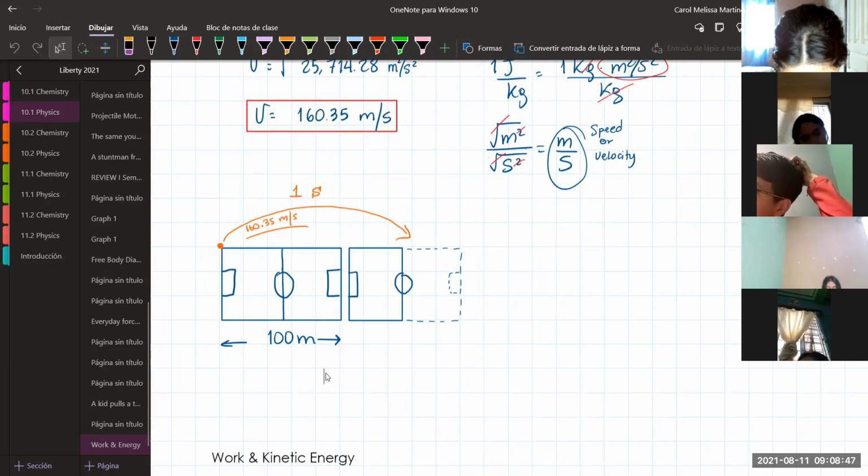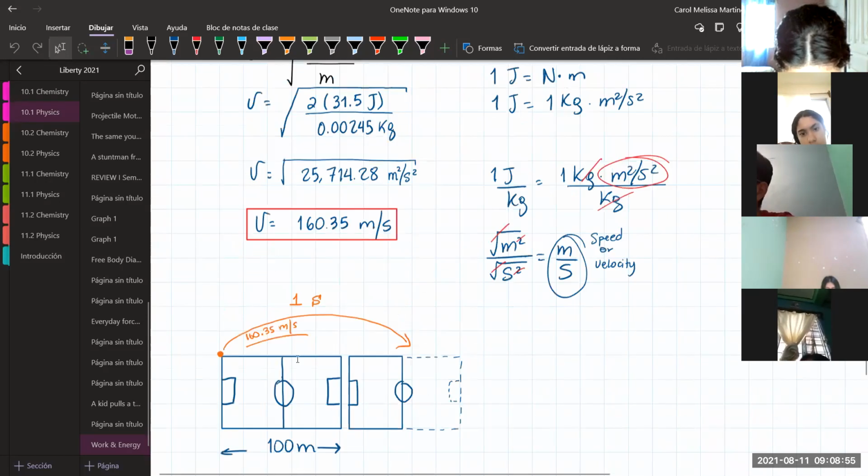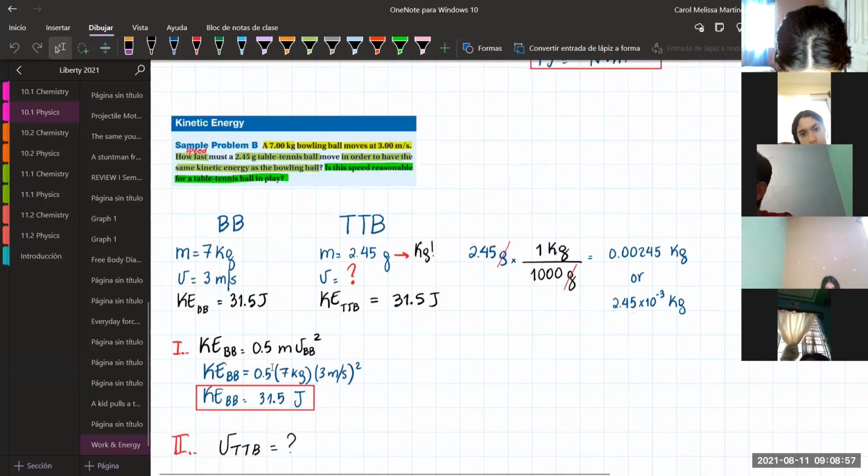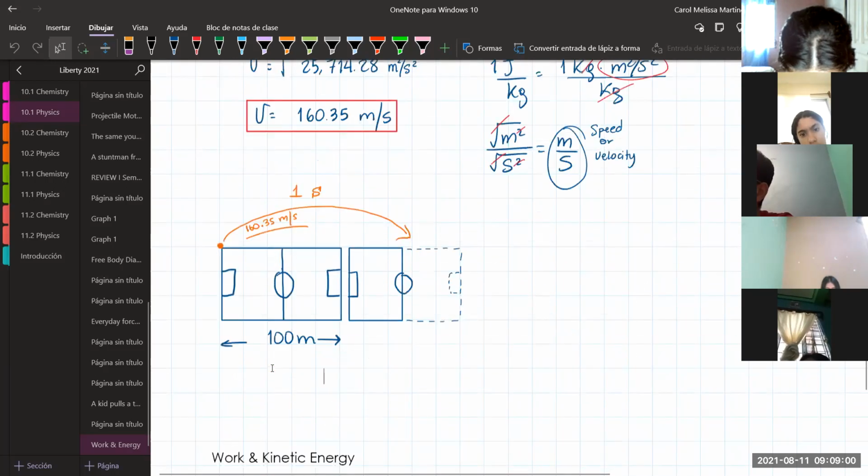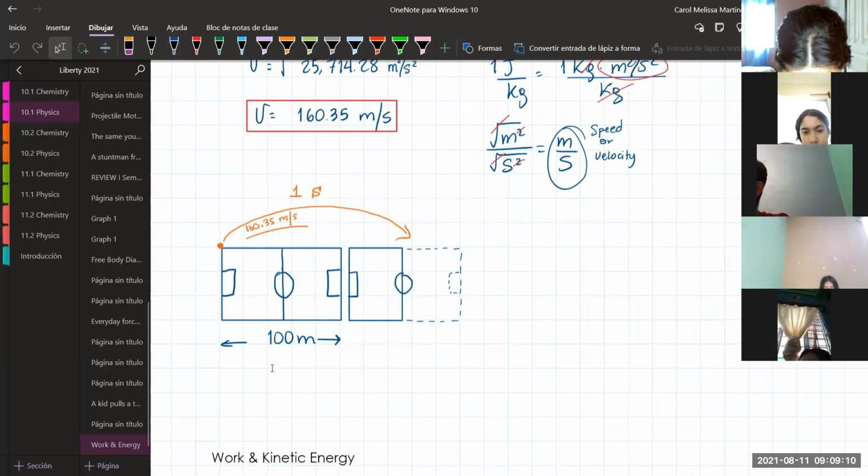So, imagine how fast that is. Just imagine how fast that is, and tell me, is this speed reasonable for a table tennis ball in play? No, it's not. Exactly. So you have to analyze the answer, and it's not just a number. You have to give me an answer. So you say, it is not reasonable.